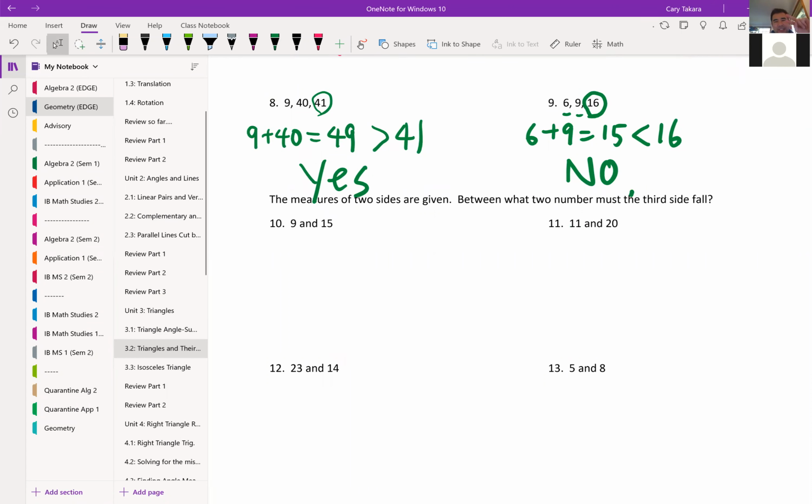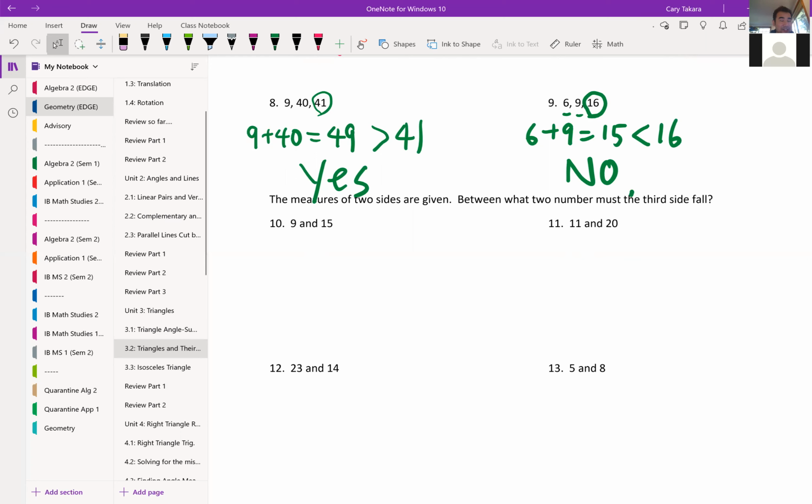So let's work on the second type of problem. I will give you 2 measurements and I want you to figure out the range of the third side, because the third side cannot be any number. It has a ceiling, the maximum number that you can go up to, and the lowest number that you can go to. The third number should fall in between. Between what 2 numbers must the third number be?